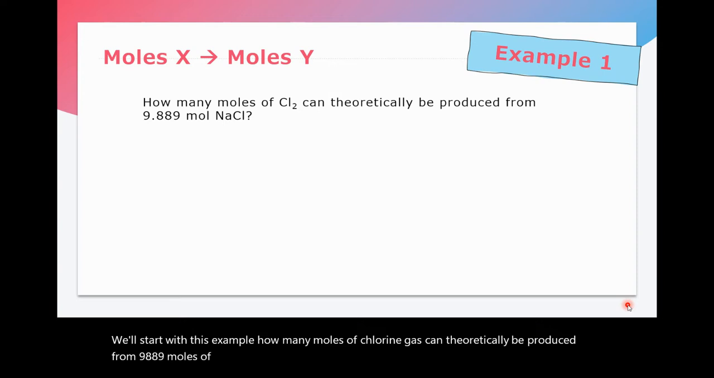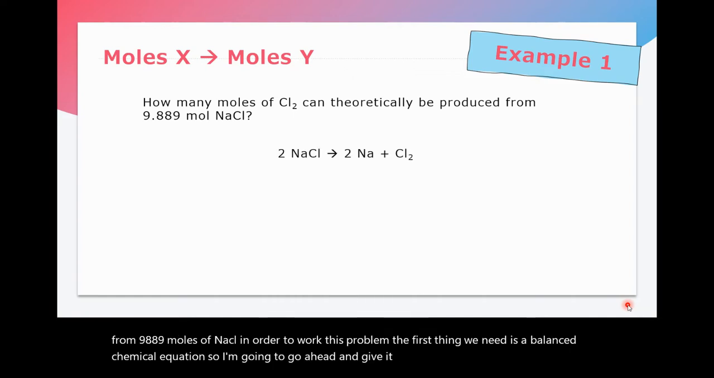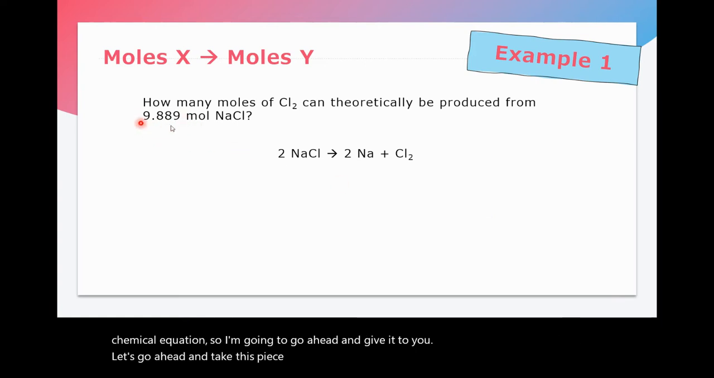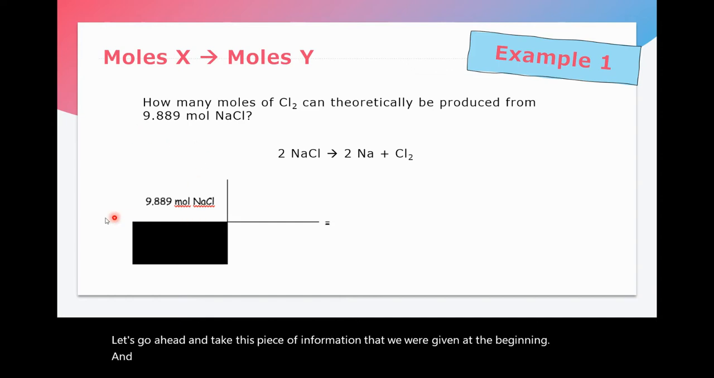In order to work this problem, the first thing we need is a balanced chemical equation. So I'm going to go ahead and give that to you. Let's take this piece of information that we were given at the beginning and write it at the top of our T-chart. We're using a T-chart again. And now we need to identify what our mole ratio is.